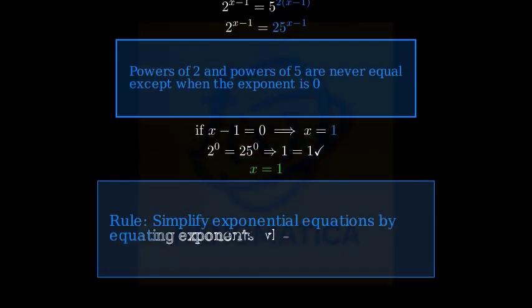Let's summarize the key rule we used in these examples. When solving exponential equations, if the bases are the same, we can set the exponents equal to each other. If the bases are different, we need to either convert them to the same base or identify special cases where the equation holds, such as when the exponents are 0.